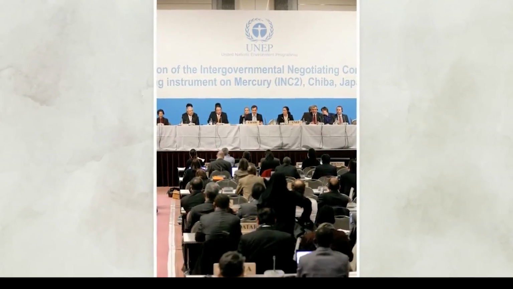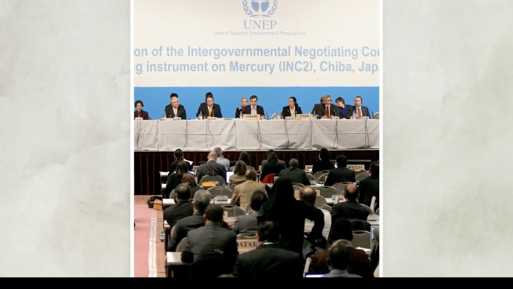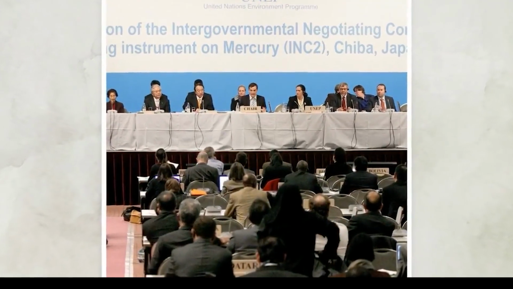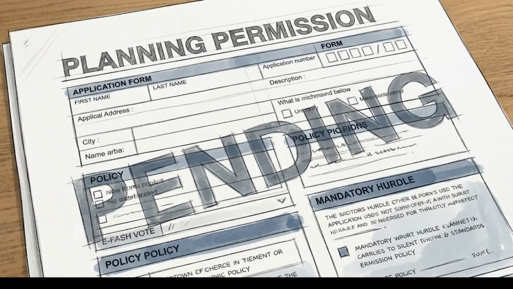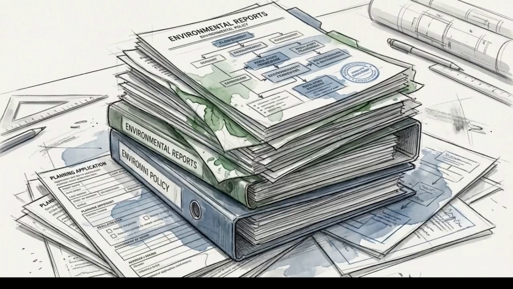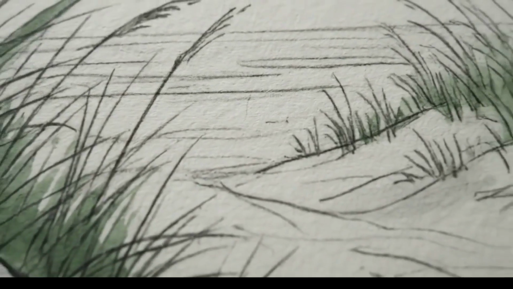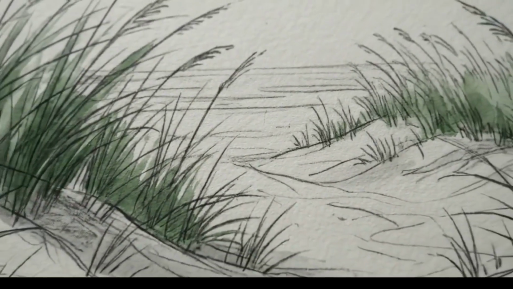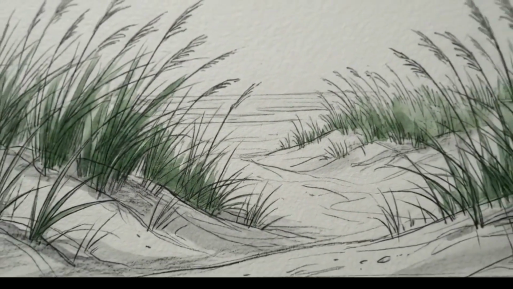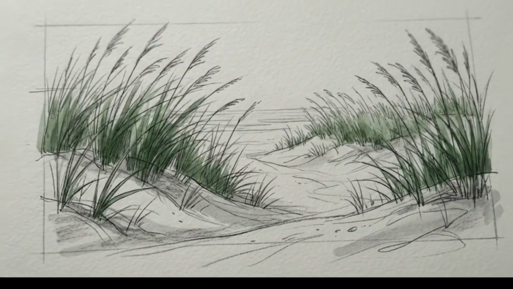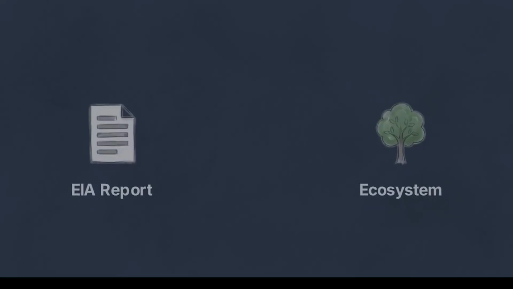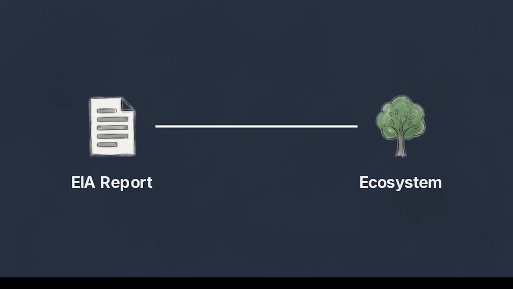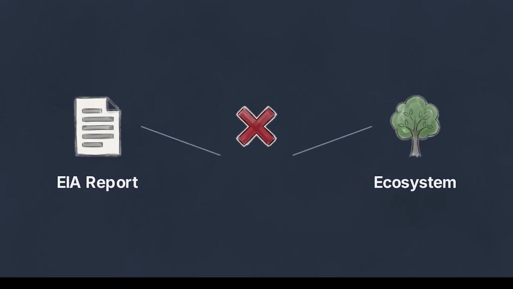Beyond running simulations, the EIA serves as a strict bureaucratic gatekeeper in the planning process. The sequence of events is rigid. Local governments will not grant legal planning permission for a new tourism project until the entire environmental assessment is completely finished. Placing this mandatory hurdle at the very front of the timeline locks ecological considerations into the earliest stages of decision-making.